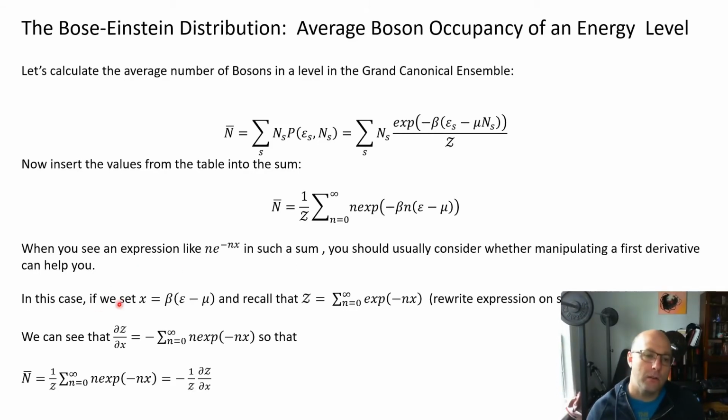So what we can do is set x equal to beta (epsilon minus mu). And in that notation, we'll recall that beautiful Z is the sum from n equals 0 to infinity of e to the minus n x.